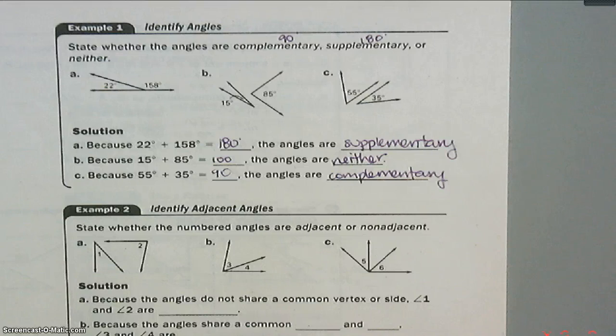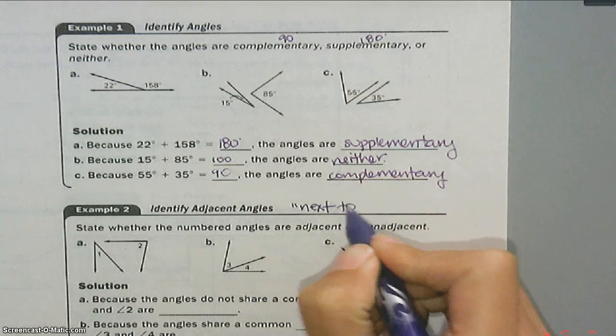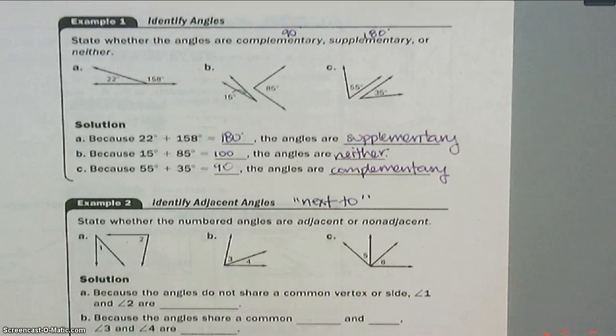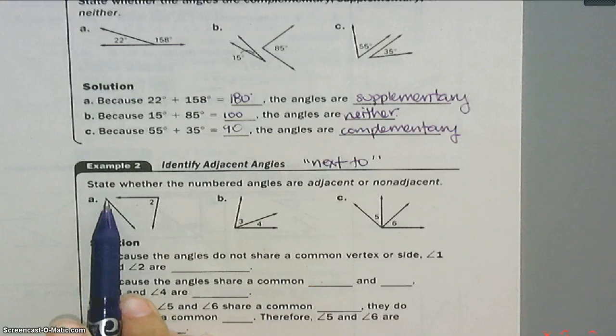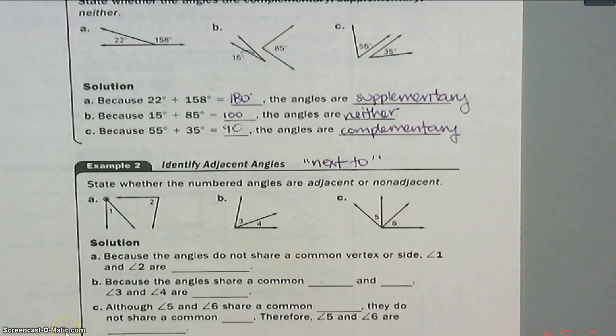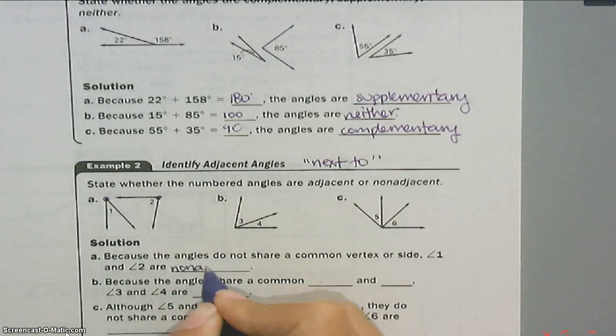Now we're talking about adjacent. Adjacent means next to, but not overlapping. So if we look at 1 and 2, well, they're not next to each other. They're not sharing a vertex. And they're not sharing a side. So they are non-adjacent.